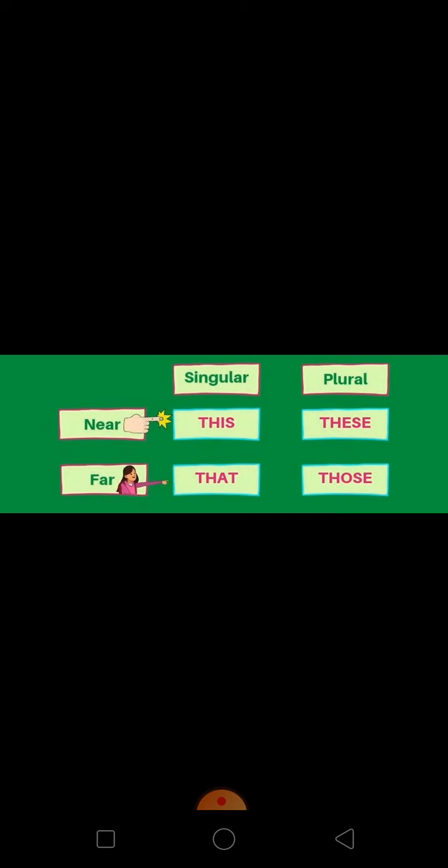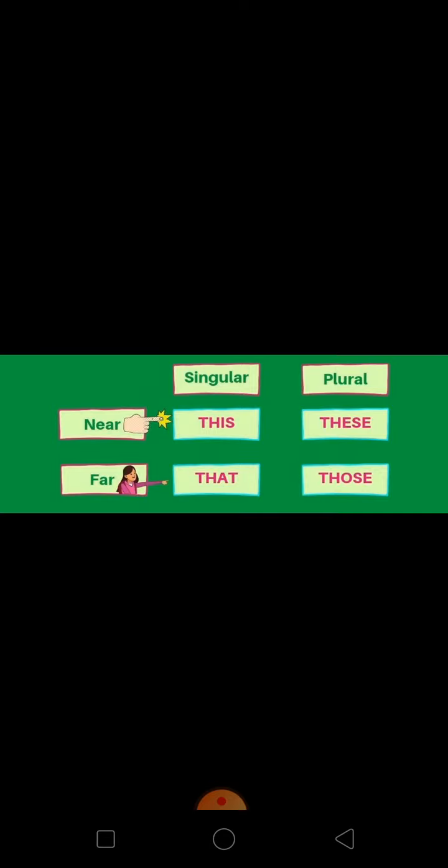Okay. So, we use this for singular things that are near. And these for more than one thing, or two persons. So, we use these. For far, we use that for singular, and for plural we use those.